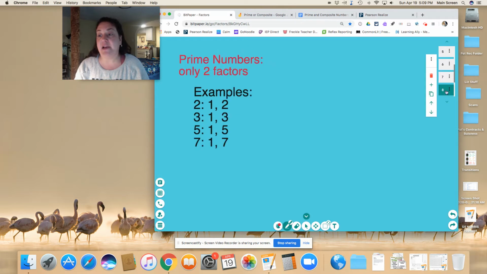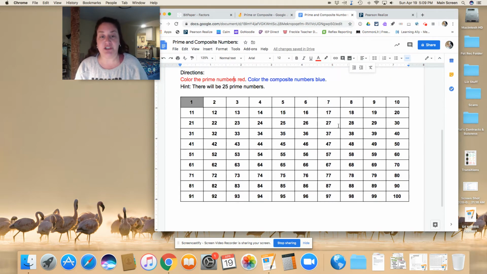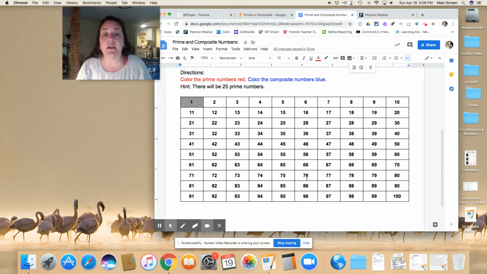Okay, we need to figure out which of the numbers on a hundreds chart from 1 to 100 are prime and which ones are composite. So I'm making you guys figure this out, and this is going to be a good tool for you to use when we dive into fractions, which is coming next.